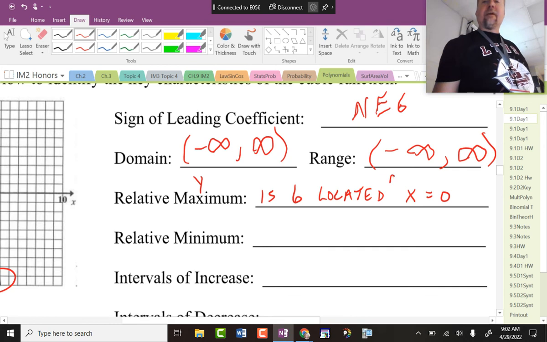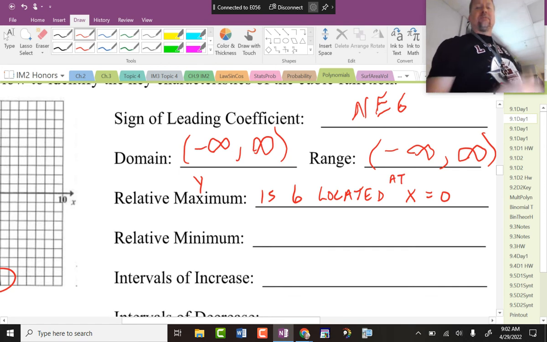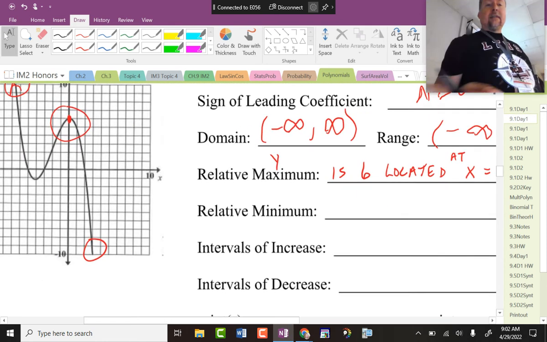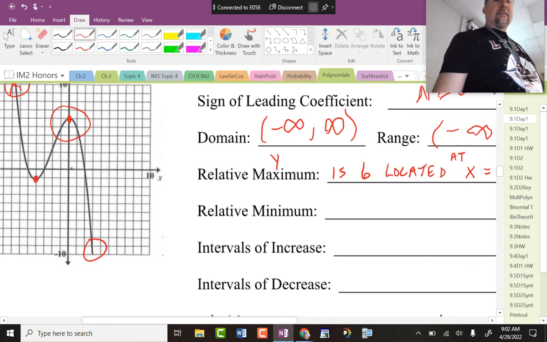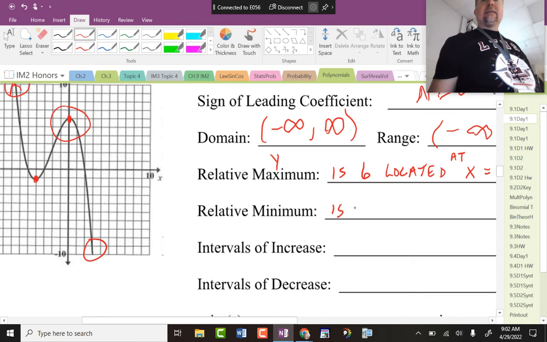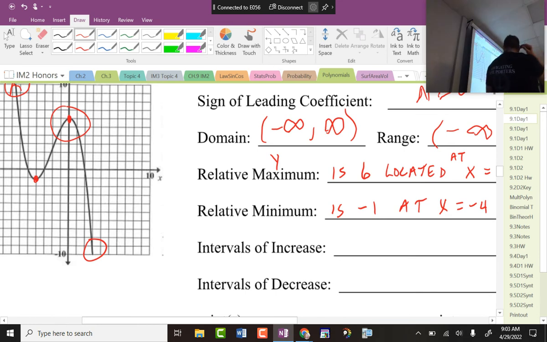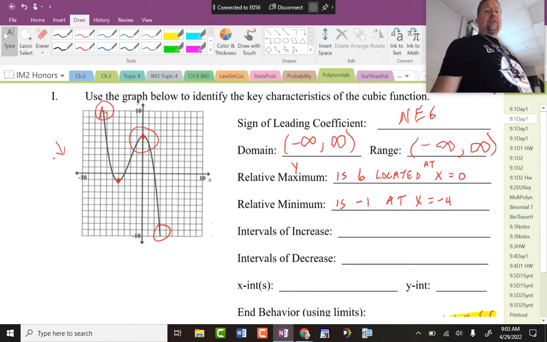Located at, sorry, I forgot to put the word at in there. Sometimes they just say is 6 at x equals 0. You don't have to have the word located necessarily. And then same old with this one. This is 1, 2, 3, -4. So this is -1 at x equals -4. We'll write that in that shorter way and not have to write the word located. Okay? Is -1.